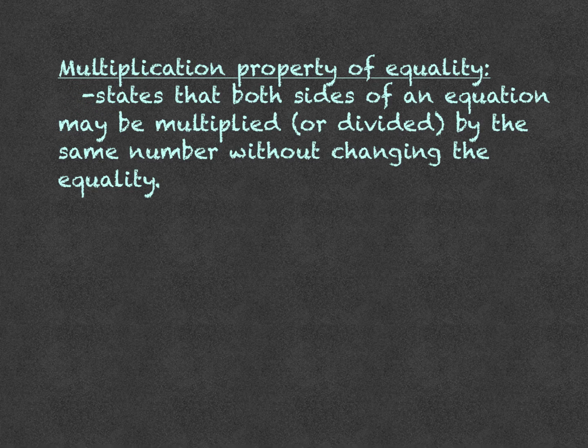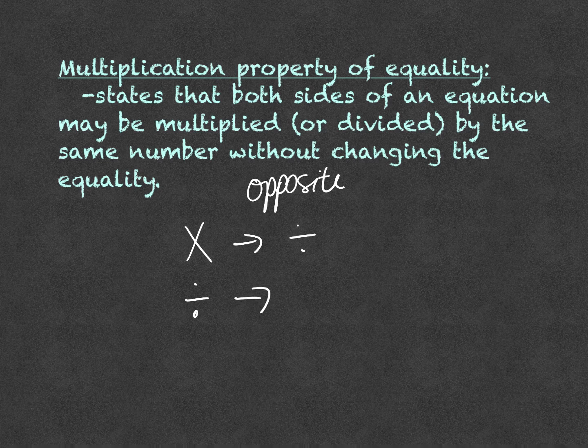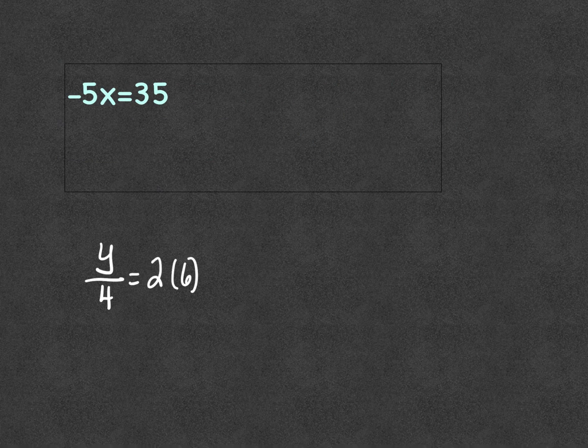This property of equality states that both sides of an equation, you've got an equal sign and you've got a term on each side, may be multiplied or divided by the same number without changing the equality. Okay, so let's talk about what is the opposite of multiplication. The opposite of multiplication is division. What is the opposite of division? That is multiplication. We're going to be using that in these equations.